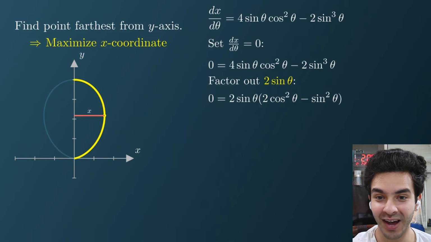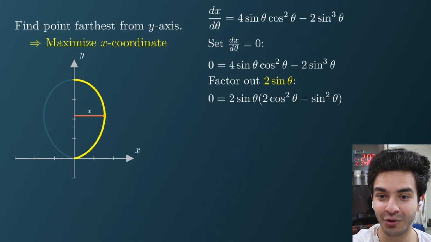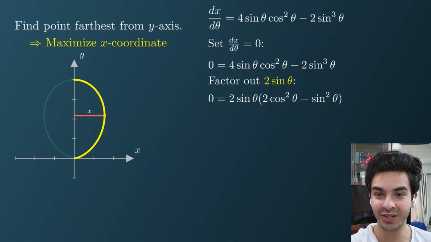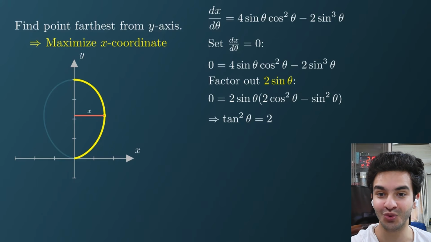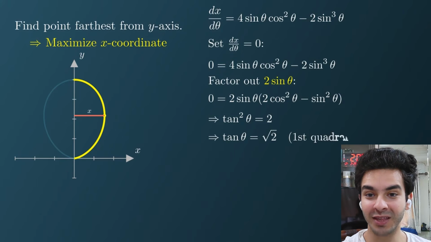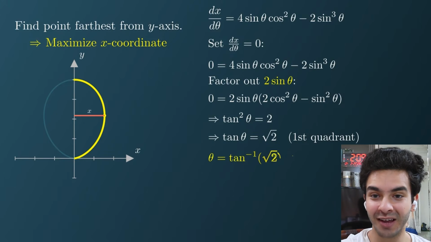So for now, we can just divide both sides of the equation by 2 sine theta and focus just on what's in the parentheses. So what we do here is we add sine squared theta to both sides, and then we divide both sides by cos squared theta, and we're left with tan squared theta equals 2. After a bit more work, we're left with theta equals 0.955.